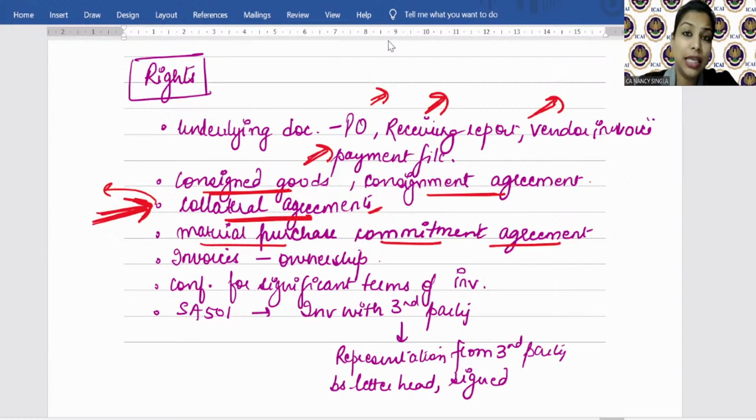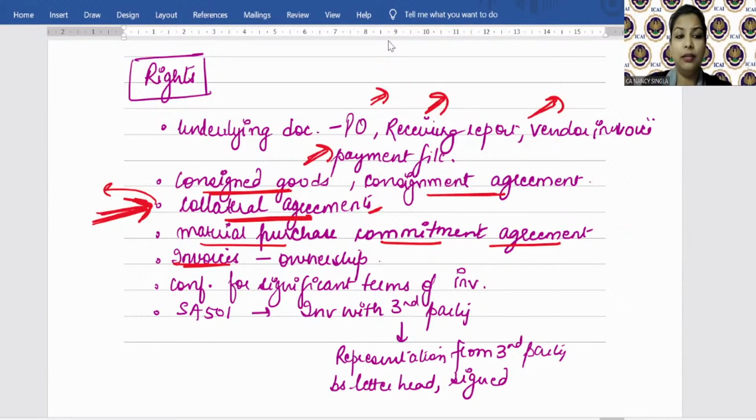Material purchase commitment agreement. The entity A Limited may enter into an agreement with B Limited that we are committing that we will purchase this quantity of material at so and so price at so and so date. So this is the material purchase commitment agreement, which is binding on both the parties, A Limited as well as B Limited. So the auditor will consider that also. From that also the rights will be established, right? Then as you all said, invoices, yes, the auditor will consider that.